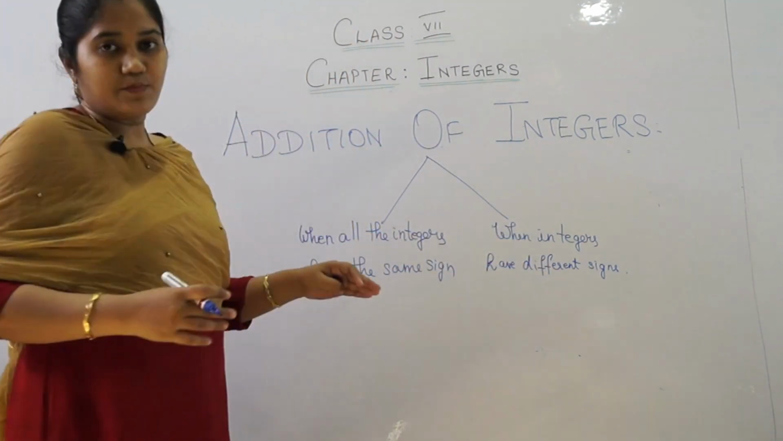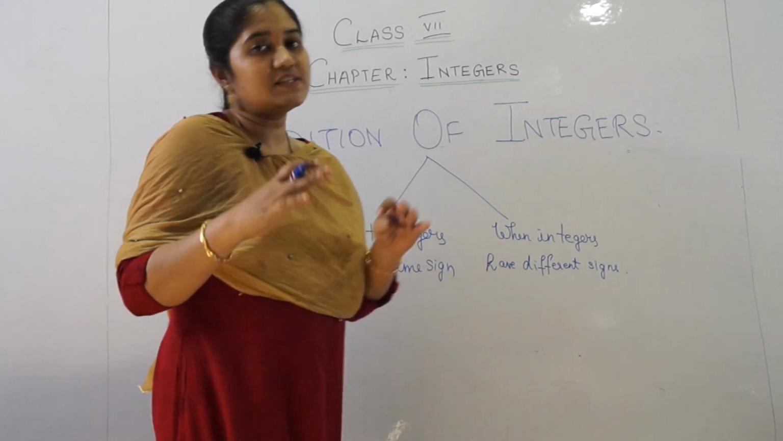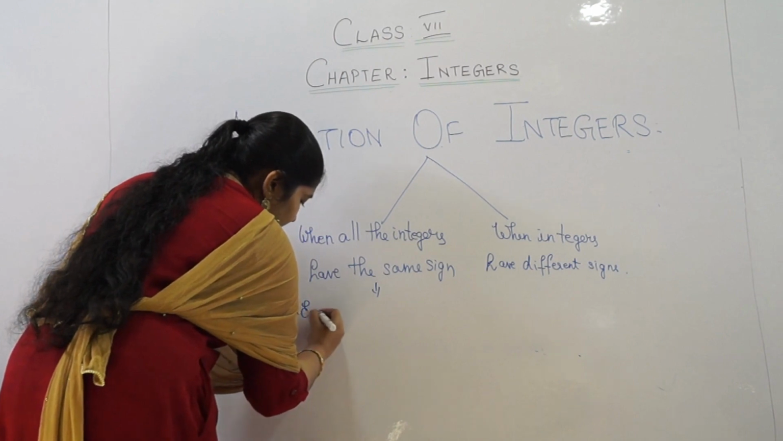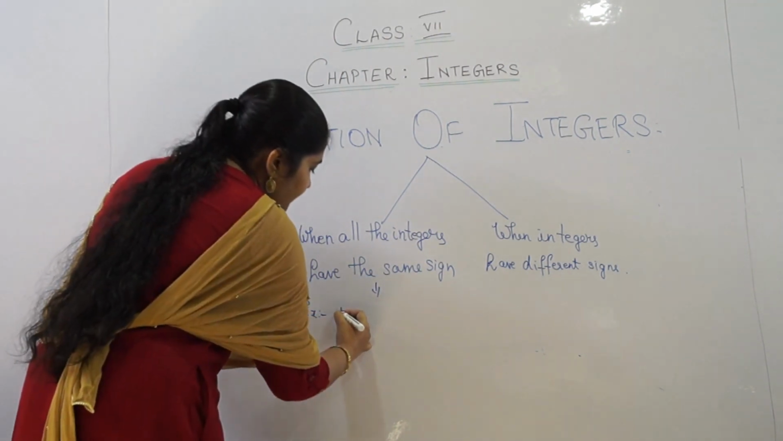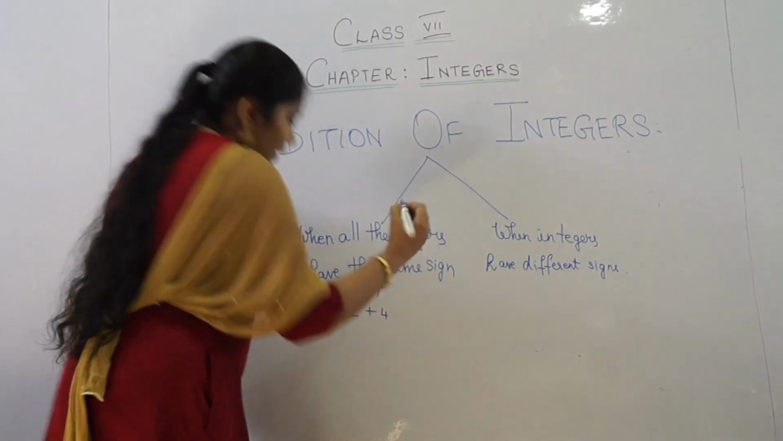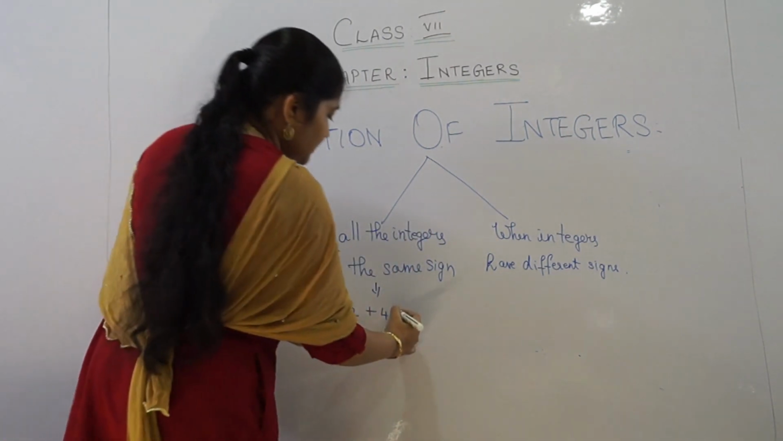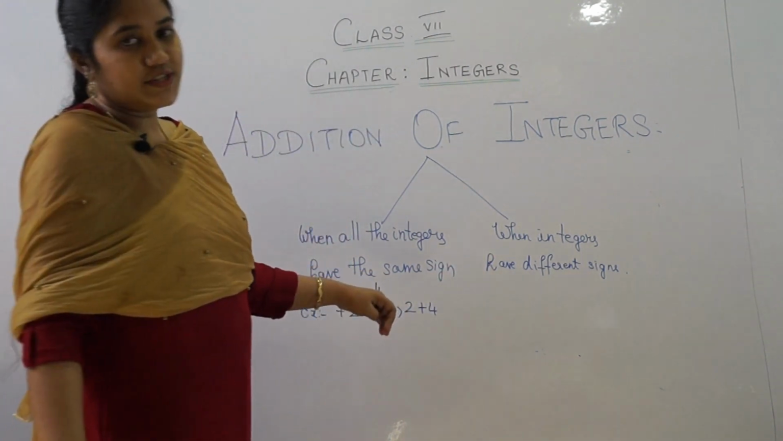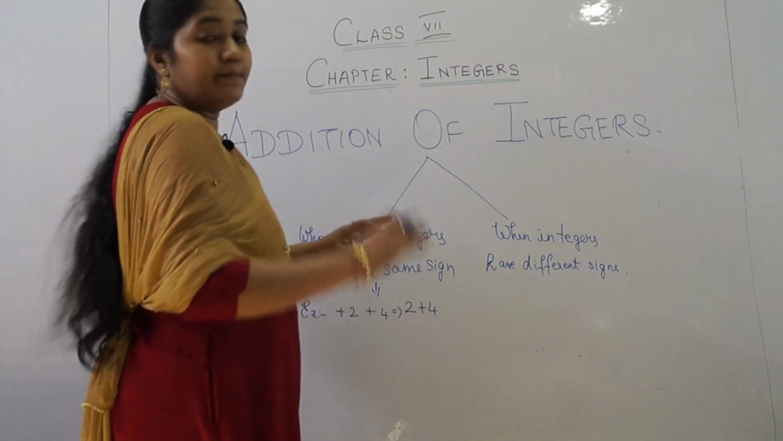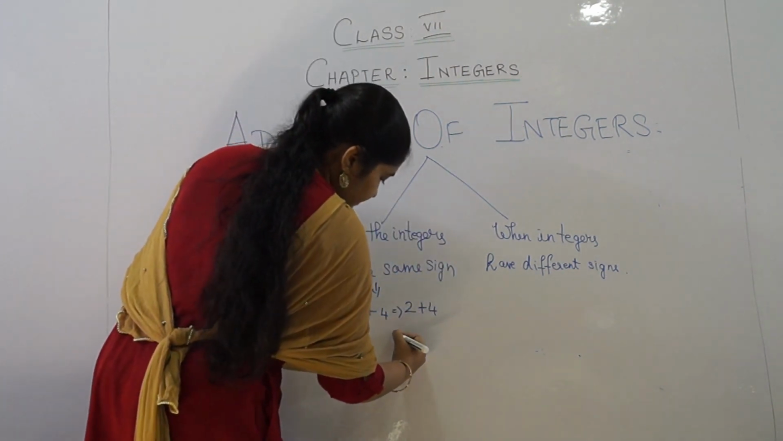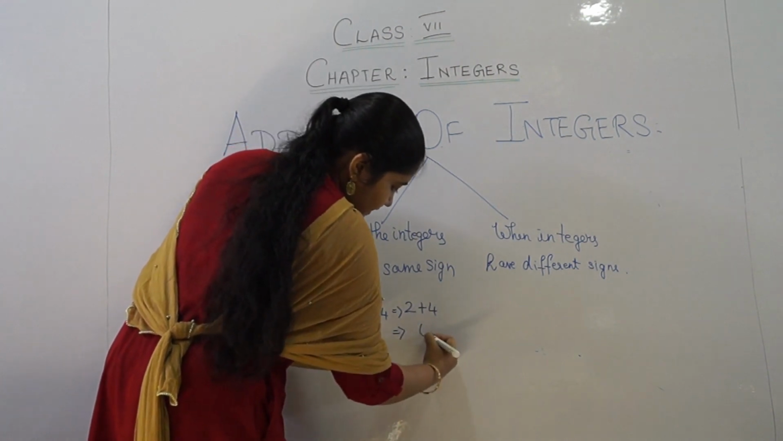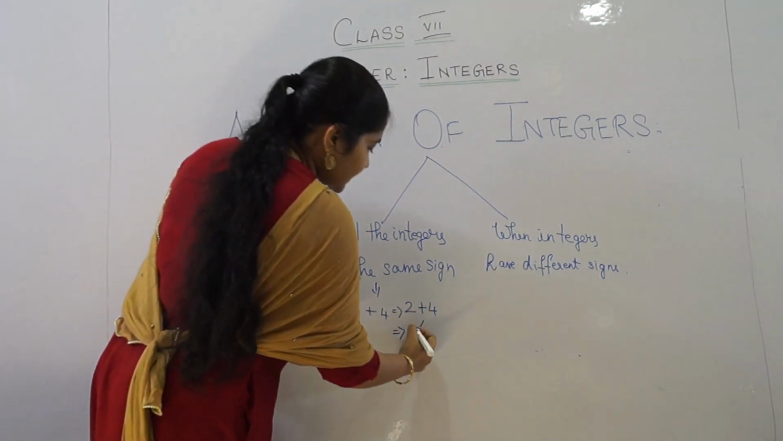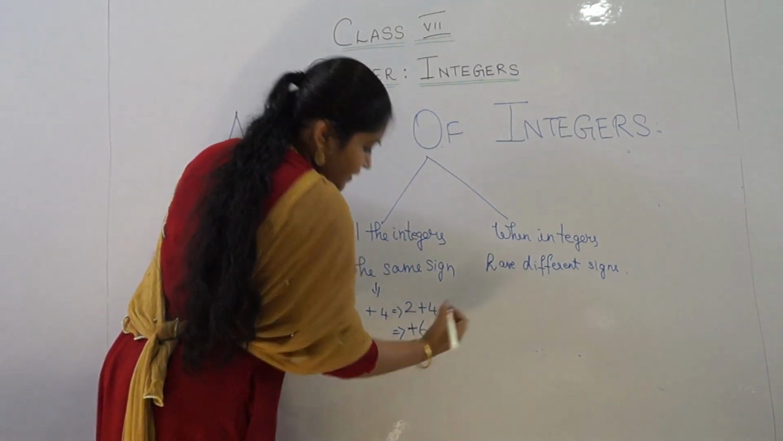Okay, so for the first type, what are we going to do when all the integers have the same sign? For example, I have plus 2 and plus 4, and I'm going to add both of them. So it is nothing but 2 plus 4. Since both my integers have the same sign, I can blindly add the numbers. Yes, so 2 plus 4 is 6, and assign the sign that was common. Plus was common here, so I have assigned the positive sign here.